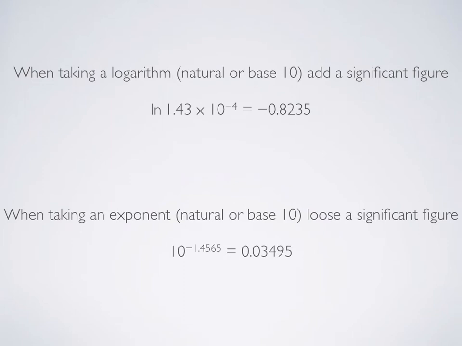I'm going to add a significant figure. The opposite of that happens when I've got exponents. So this is either e to the something or 10 to the something. In this case, I'm going to lose a significant figure. So in my example here, I've got 5 significant figures in my exponent, the bit that's raised, and I only have 4 in my answer, and that's the correct way. They are my 4 rules. So those 4 rules are all I need to know.